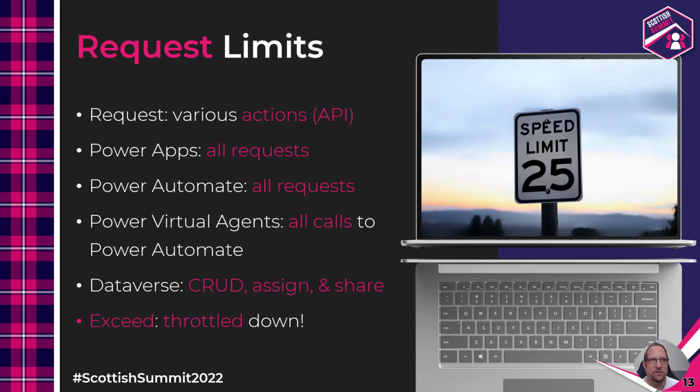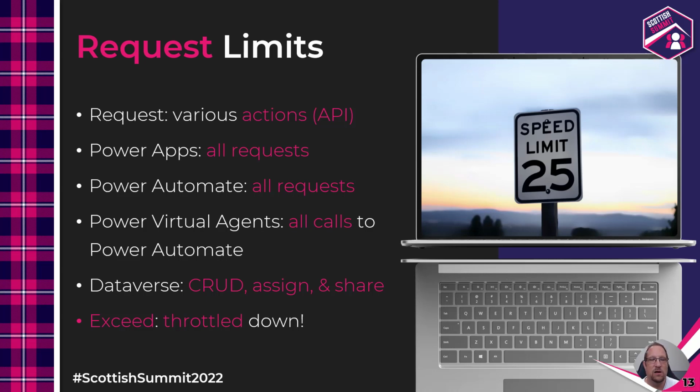Request limits. You need to understand this part. Why? Because as you'll see, when you have different types of licenses, you will get different types of request limits. So for a license, you may get X number of requests per day, and that will count. And when you get higher than that, you may get throttled. A Power Platform request is all the different actions that are translated as API requests.